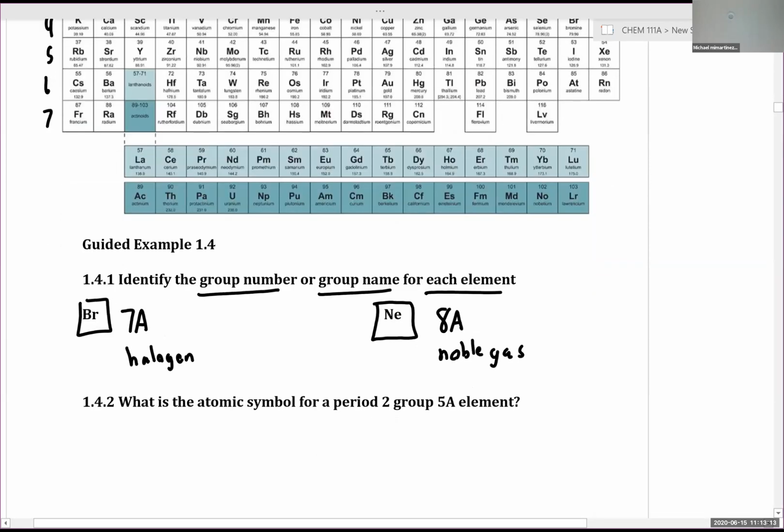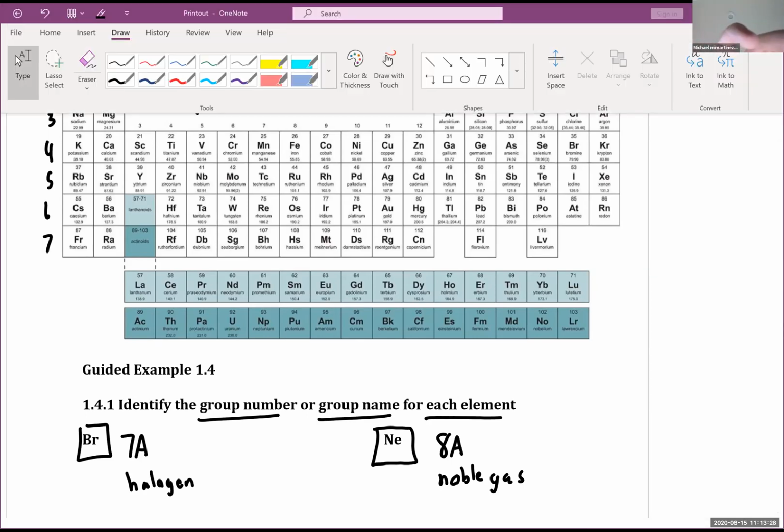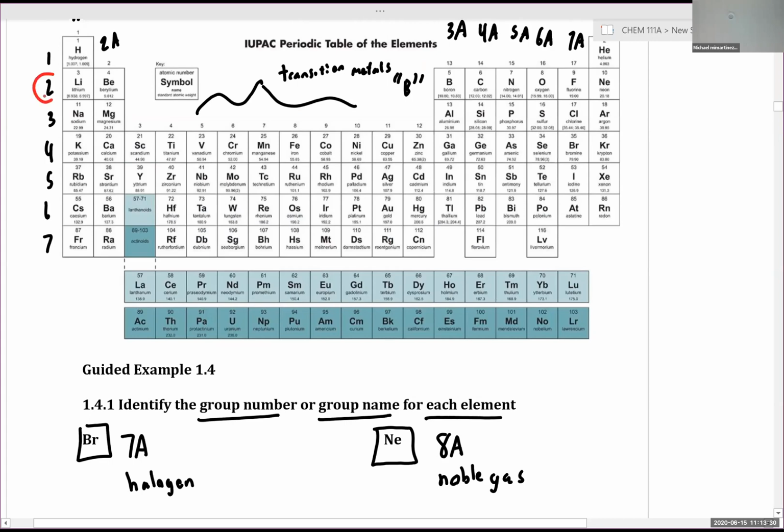So let's try to answer this next question. We're asked, what is the atomic symbol for a period 2 group 5A element? So let's go through our periodic table. We're looking for period 2, so let's circle that. Okay, group 5A. What element meets those two categories? Period 2, group 5A. That would be nitrogen. Yep.